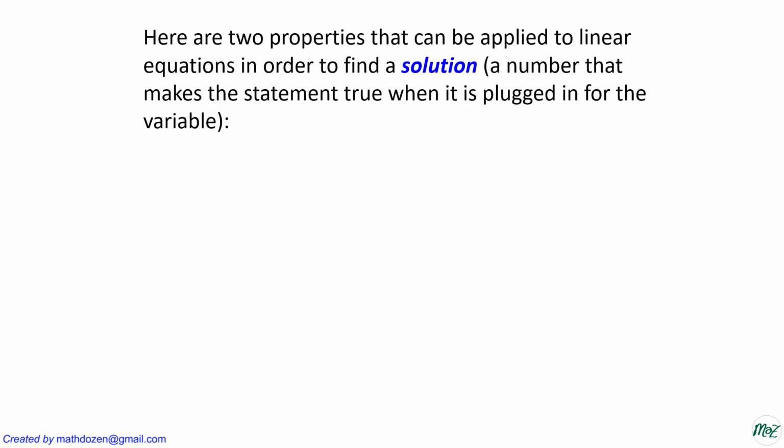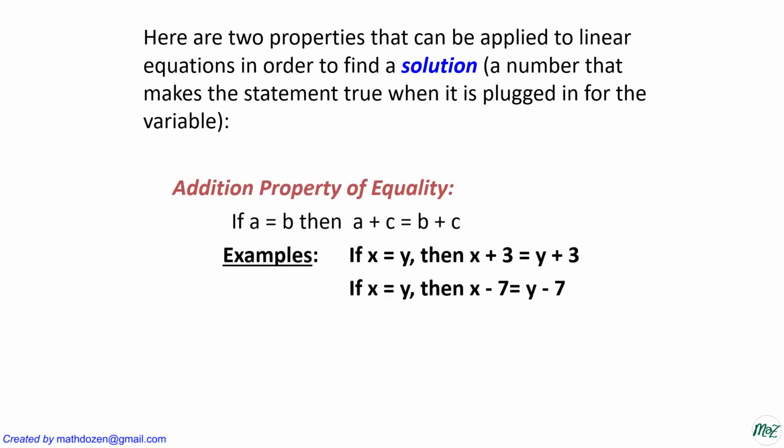In solving linear equations, which means finding a number that makes the statement true when we plug that number inside of the given equation, we're going to use two properties. The first property is known as the addition property of equality. This property is simply saying that if you have an equation, something equals something, and you need to change it to help you solve it, you can add or subtract the same number, but it has to be done simultaneously to the left and to the right side of your equation.